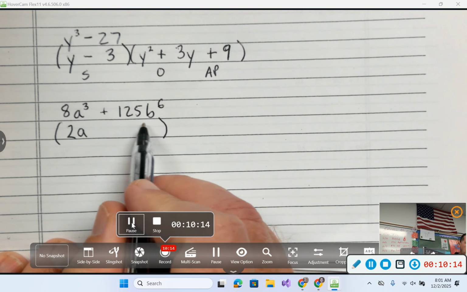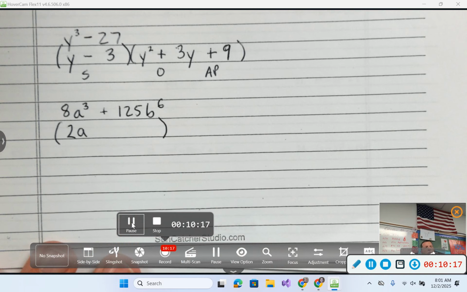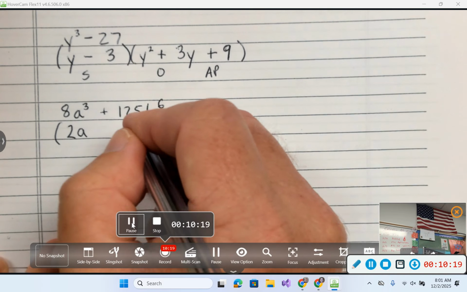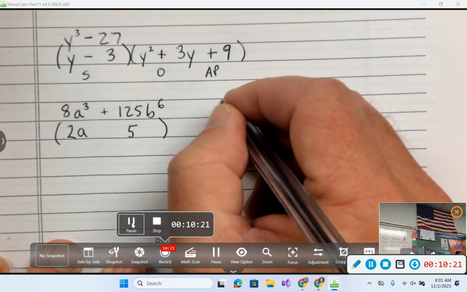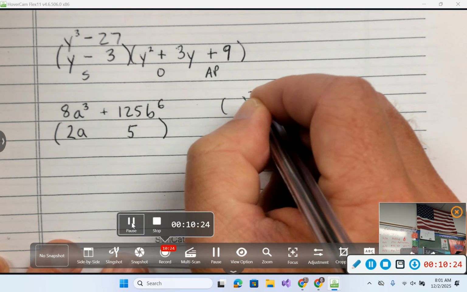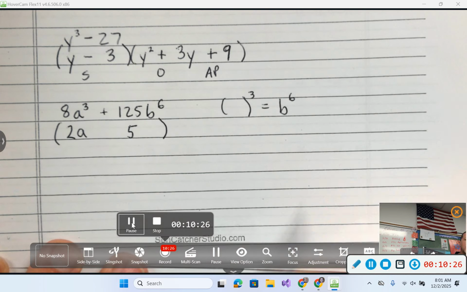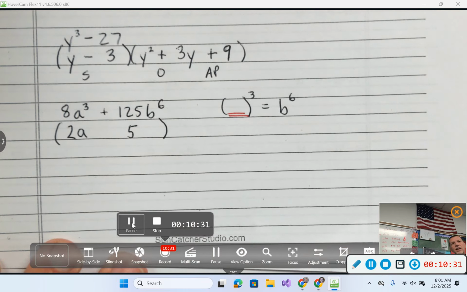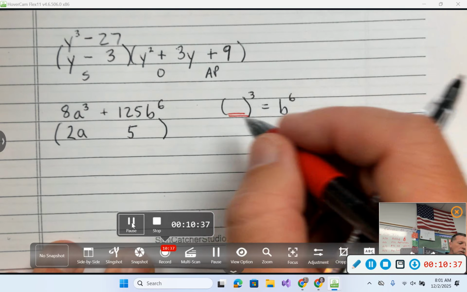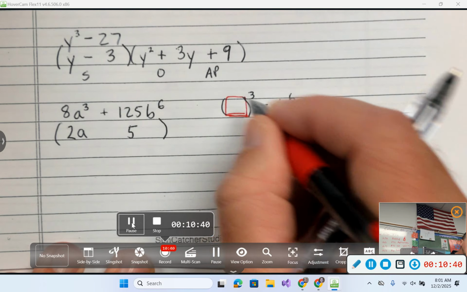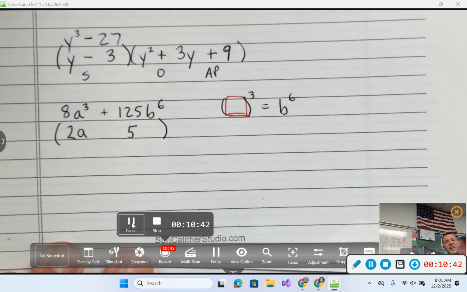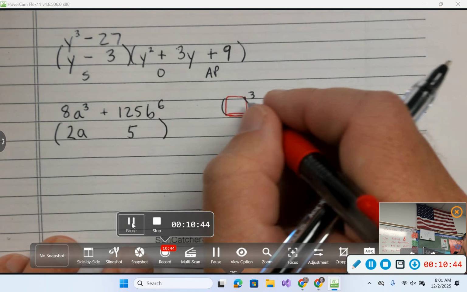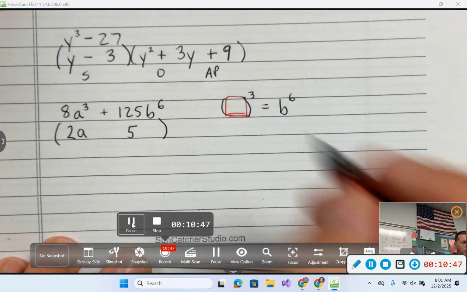What would I cube? Maybe we should break this up. What would I cube to get to 125? 5. And then, maybe we need to think about this one. What would I need to cube to get to b to the 6th? What would go in that blank? b. Not just b. If I cube b, I get b cubed. Wait. What needs to go in this box so that if I cube it, I get b to the 6th? b squared, because b squared cubed would give me b to the 6th, since you multiply the powers.